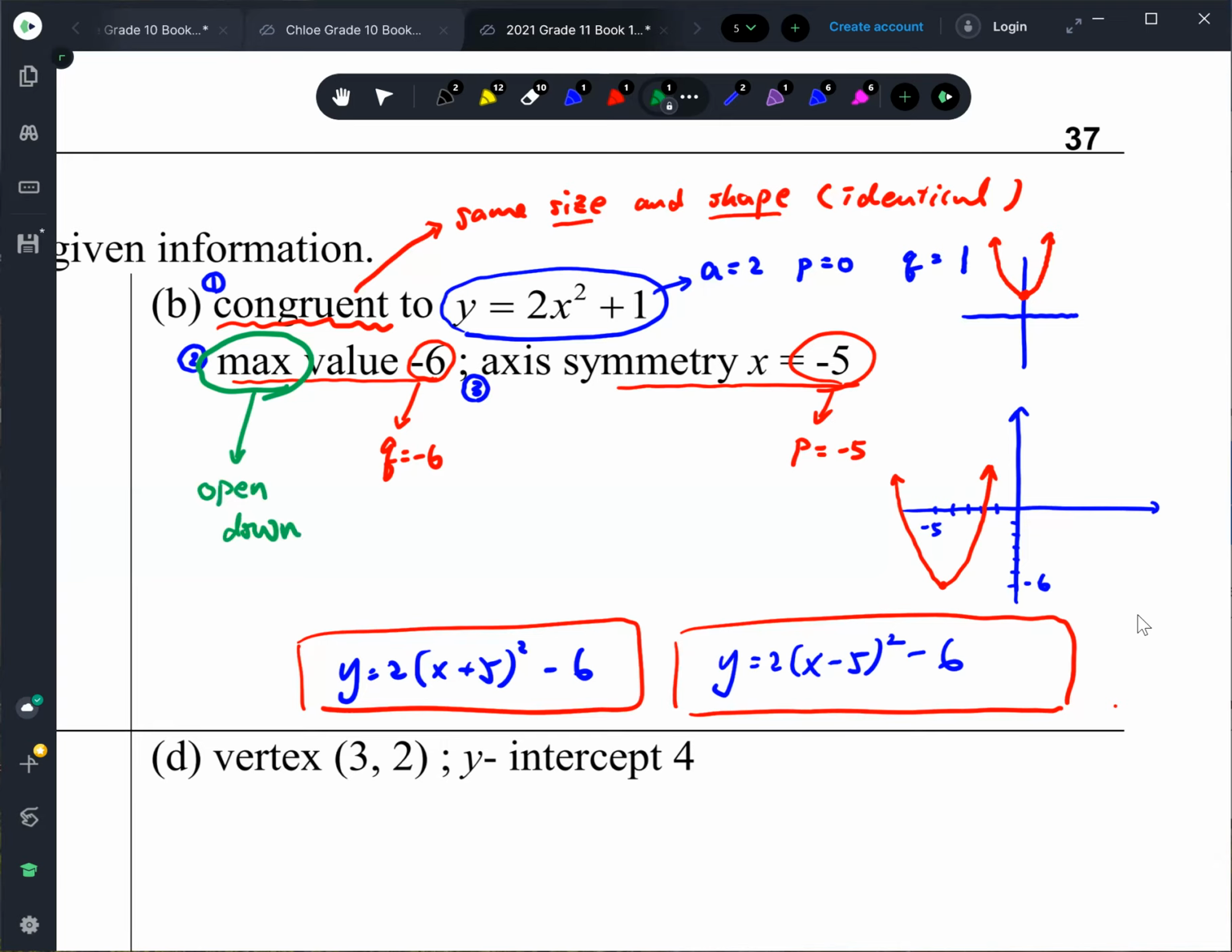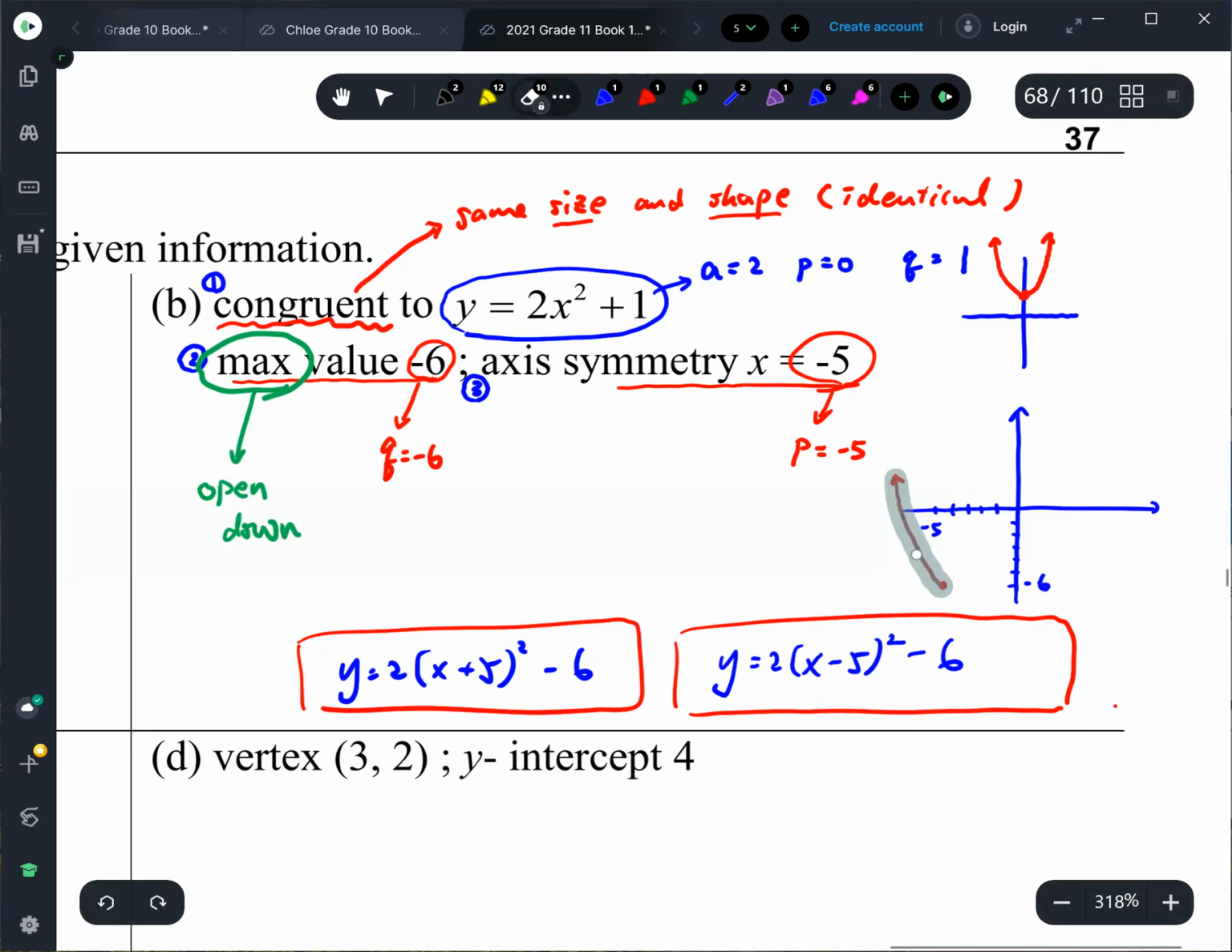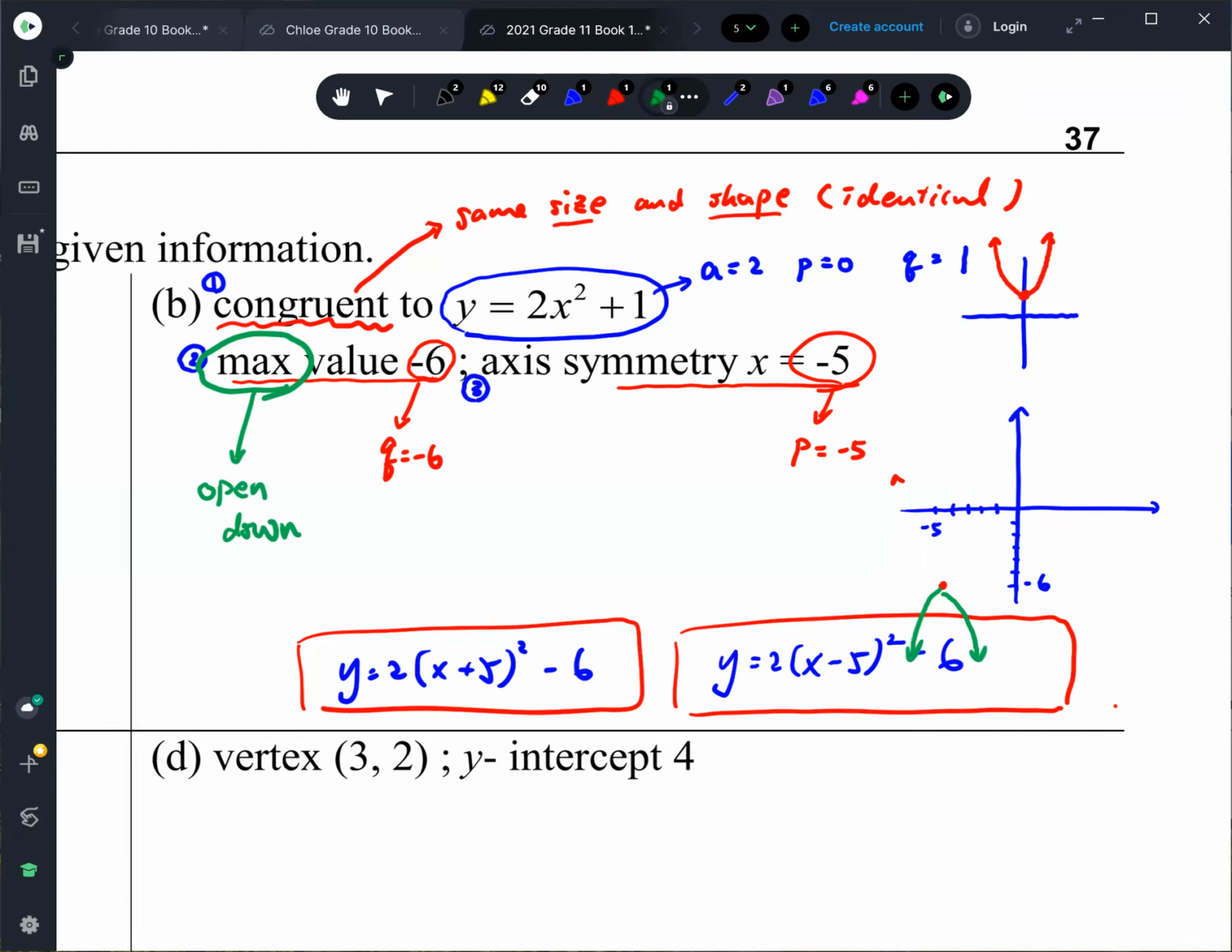So our correct graph, it should be going down. It's still keeping the size and shape. It's just flipped over. Shape is the same, right? It's not wider, not more narrow, right? It's still 2, keeping the 2, but then it's opening down. Still the same size. Okay? So if it's open down, then it will give you a maximum value. So A has to be negative.